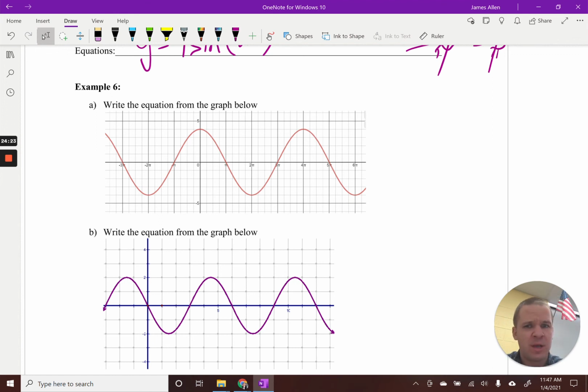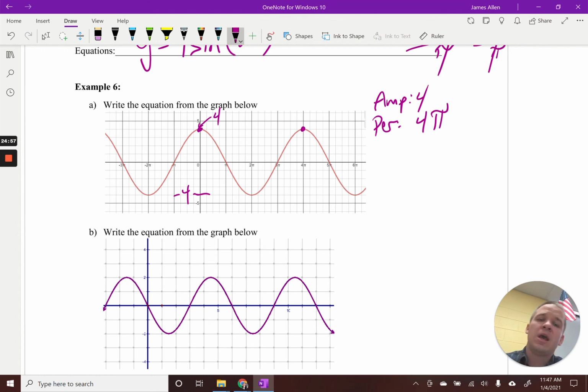Okay, so what kind of characteristics are we looking at here? Well, first off, I can see it goes up all the way to positive 4 right here, and goes as low as negative 4. So that clues me into the amplitude being 4. So I'll write that down, amplitude of 4. And then how long until it repeats itself? Well, I like starting up here as a starting point. Once it gets back up to that local max, it looks like it took 4 pi. So the period is 4 pi. That's how long it took. Then it's going to just repeat itself again and over and over.